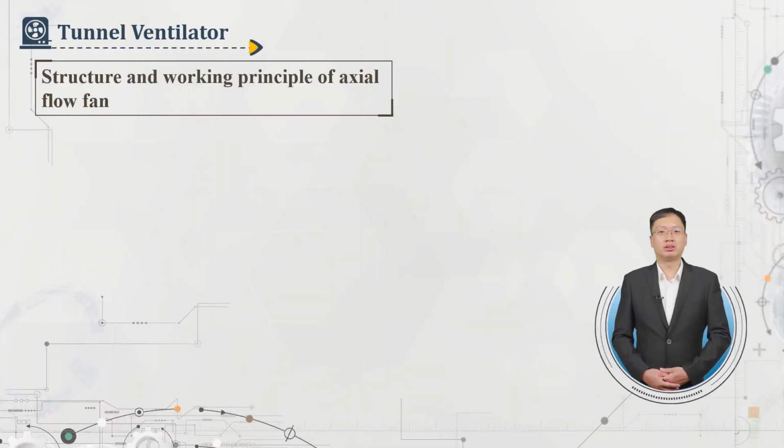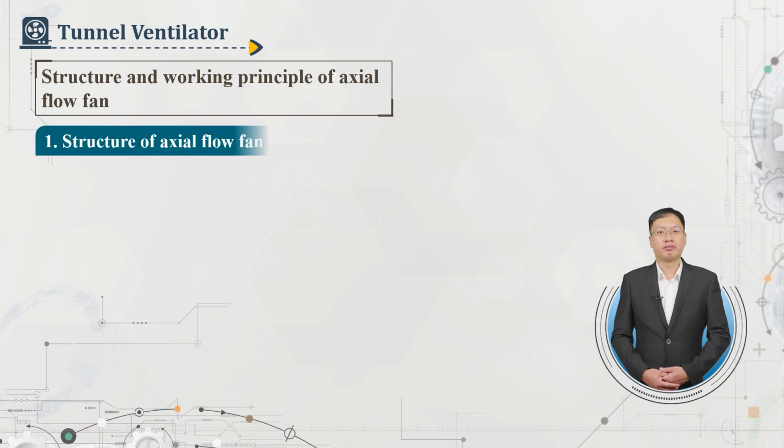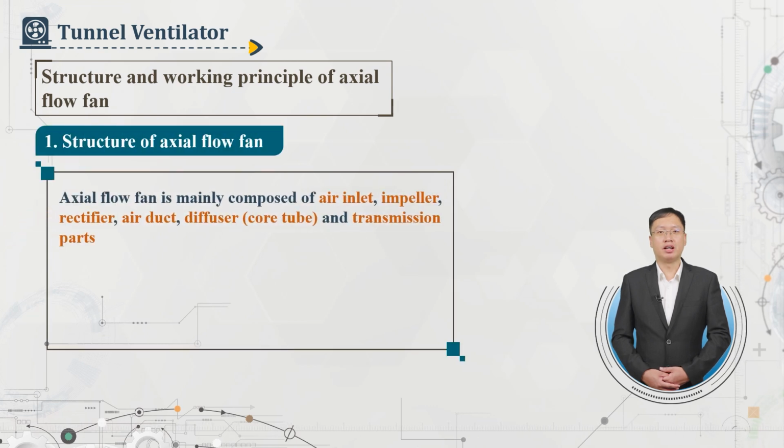Structure of axial flow fan. Axial flow fan is mainly composed of air inlet, impeller, rectifier, air duct, diffuser, cooling tube, and transmission parts. There are 2 types of impeller, primary and secondary.